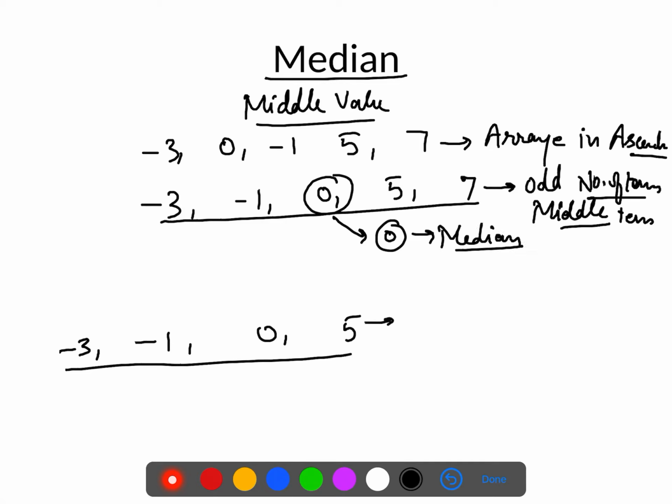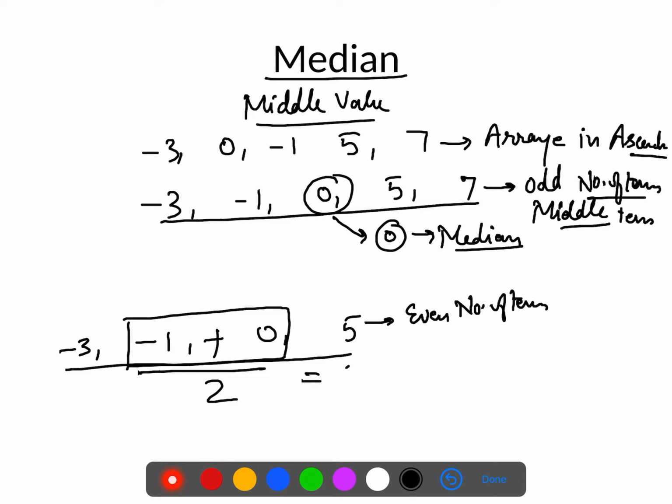And if the number of terms is an even number of terms, then there is no middle term. If you see, just pick the two middle terms and take their average. So -0.5 becomes the median here.